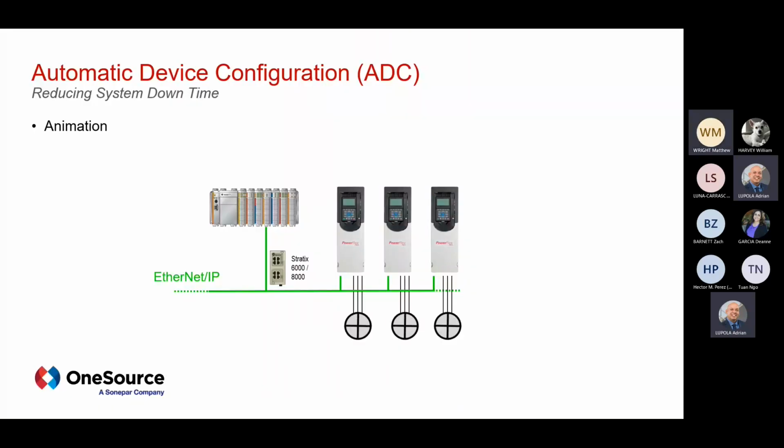Okay, so in here you see a CompactLogix controller. There's a managed switch. You have 3 PowerFlex drives. So everything's running fine. Go ahead and click the next action. So there's an issue with this middle drive. The drive has actually failed. It's more than just faulted. It has a hardware failure. It needs to be replaced, right? Go ahead, next. So when you have this ADC feature enabled, you'd remove the old drive.